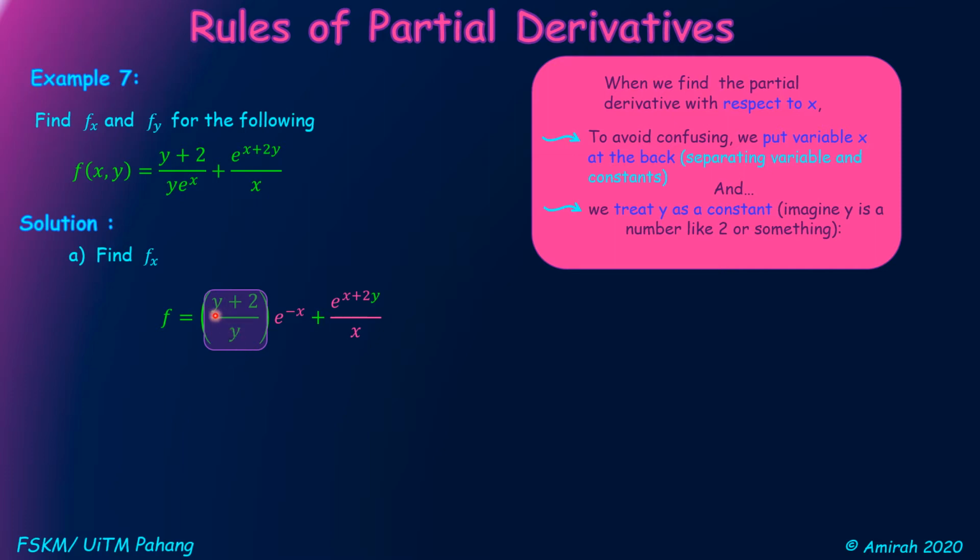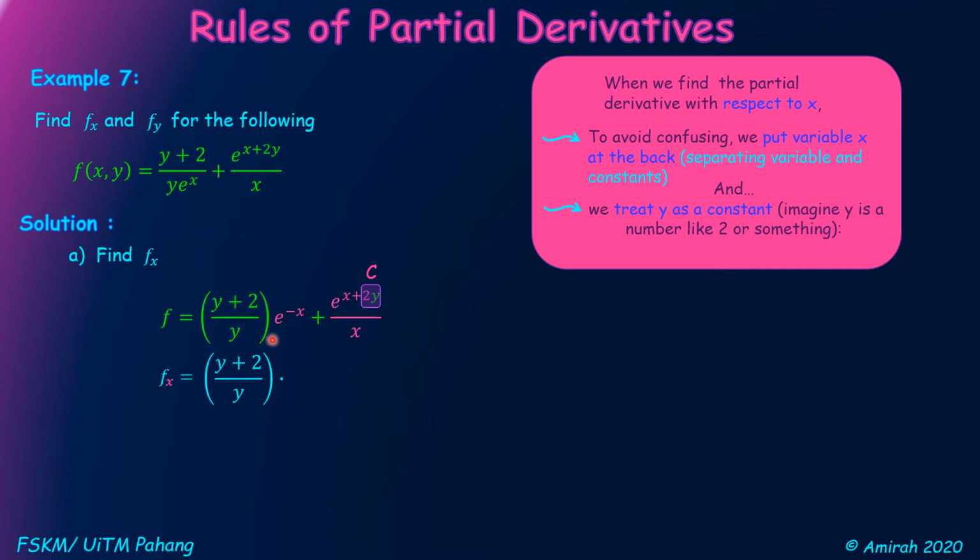So if we have 2 here, 2 plus 2 equals 4 over 2 equals 2, which is also constant. And y here, let's say we replace by 2. 2 times 2 equals 4, which is also constant. Then we can find fx. We have multiplication by constant here, so we just keep the constant in front after we differentiate.